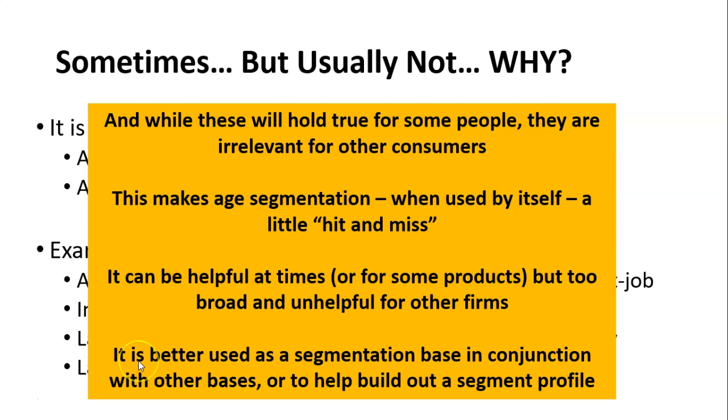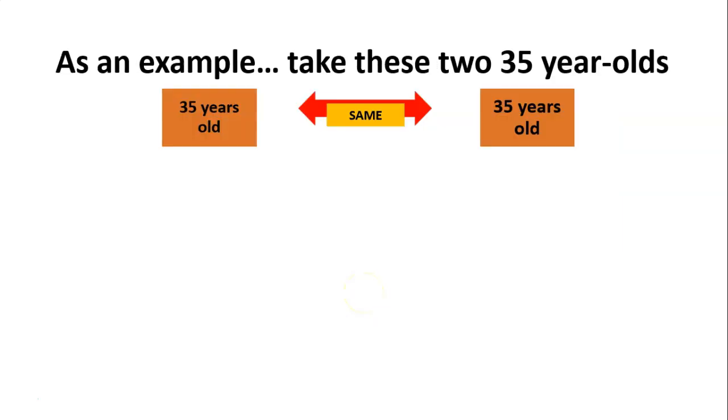Okay, and I've got here, it's better used as a segmentation base if you're using other bases. So combining it, and age is a contributor to the overall segment profile. Now, to make sense of what I've just said, I'll give you a simple example. Here we have two people who are 35. If I just look at age, they're identical. They're a match. They're in the same segment.